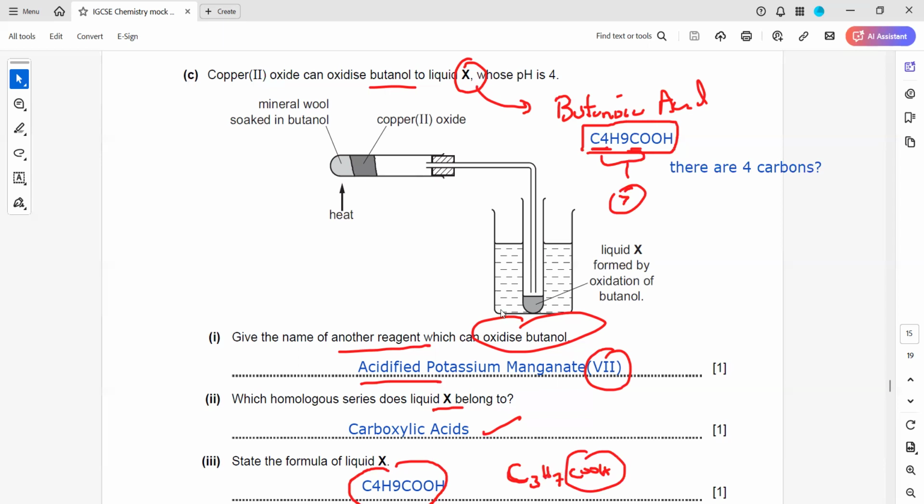Sir, C3H8O2? No, it should be C4. If you write, then it should be C4H8O2. Because it's a butanoic acid. Butanol is oxidized to butanoic acid.